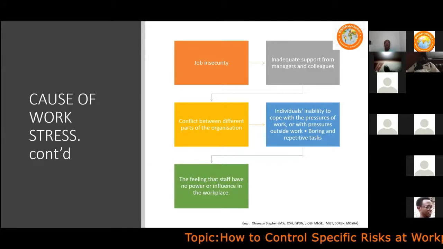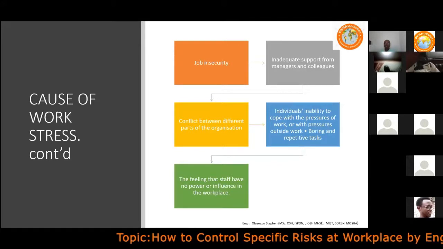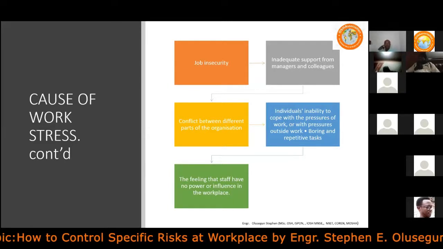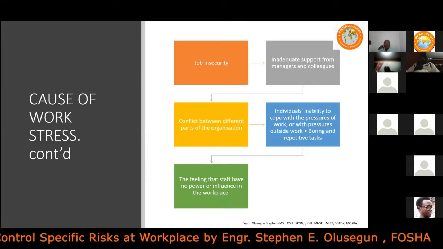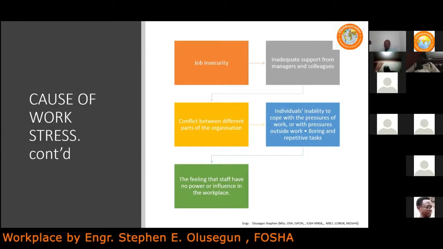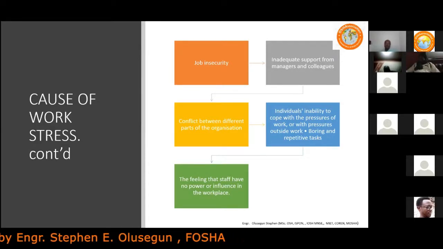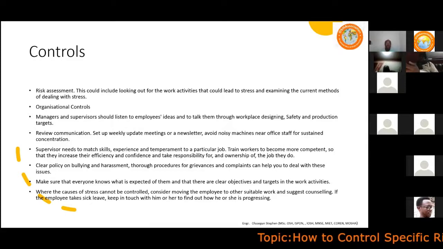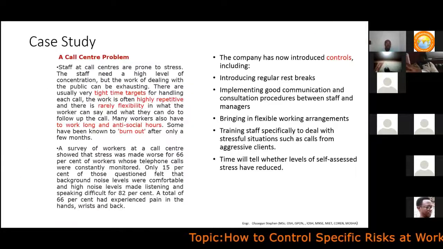Causes of stress: job insecurity, inadequate support from managers, conflict between different parties in the organization, individual inability to cope with pressure of work or with pressure outside the work, boring and repetitive tasks, and feeling that staff have no power or influence in the workplace. Now, the controls are also there. With risk assessment, managers have an effect and can help workers a lot when it comes to this.